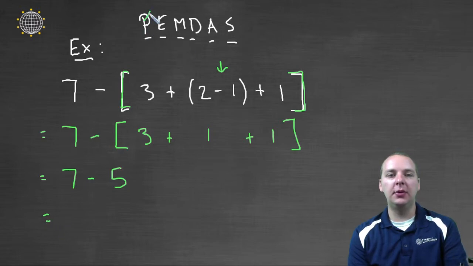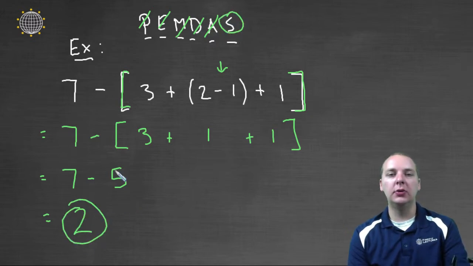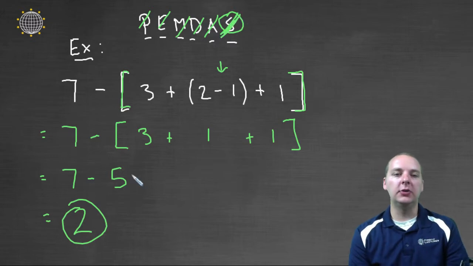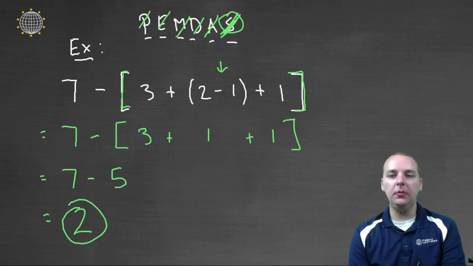And lastly, parentheses, exponents, multiplication, division, addition, and subtraction. The last one, 7 minus 5 is 2. So 2 would be my final answer. So again, if you're careful with the order of operations, you'll get the right answer.